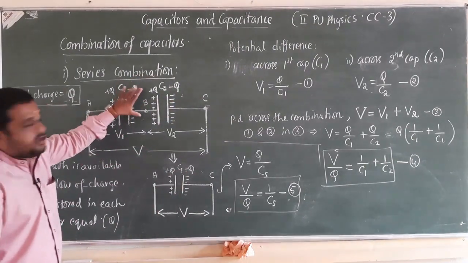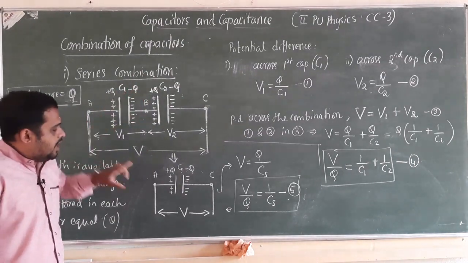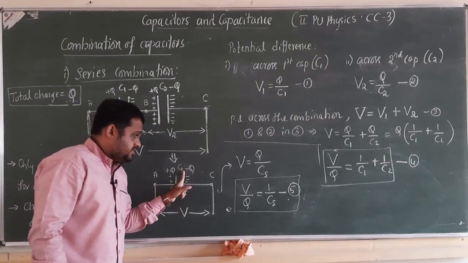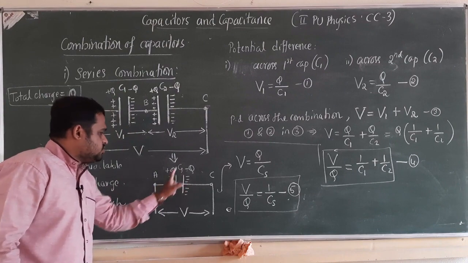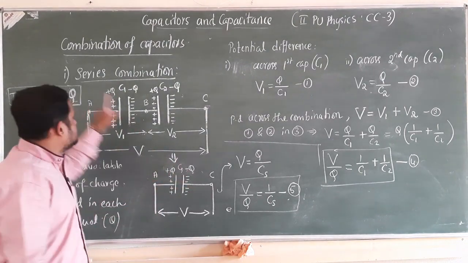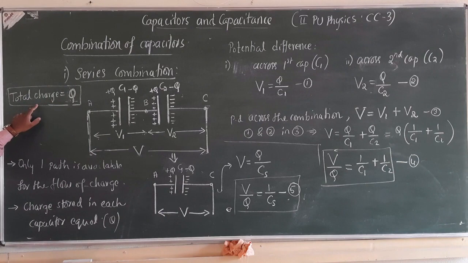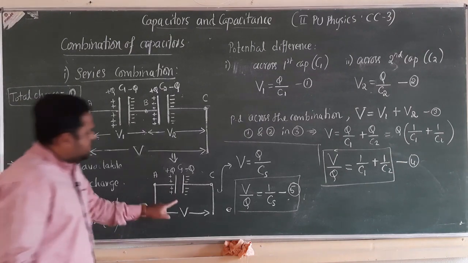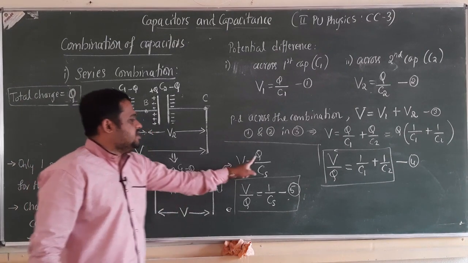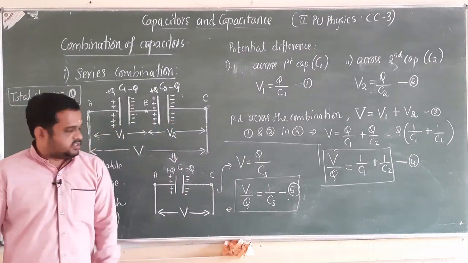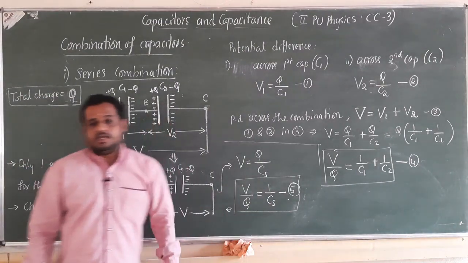In the next step, we replaced this series combination by a single equivalent capacitor of capacitance CS, which produces the same effect as that produced by the series combination. Under that condition, CS will store a charge of magnitude Q, because total charge stored in the series combination is Q only. Therefore, potential difference V is given by Q divided by CS. So, V by Q is equal to 1 by CS.